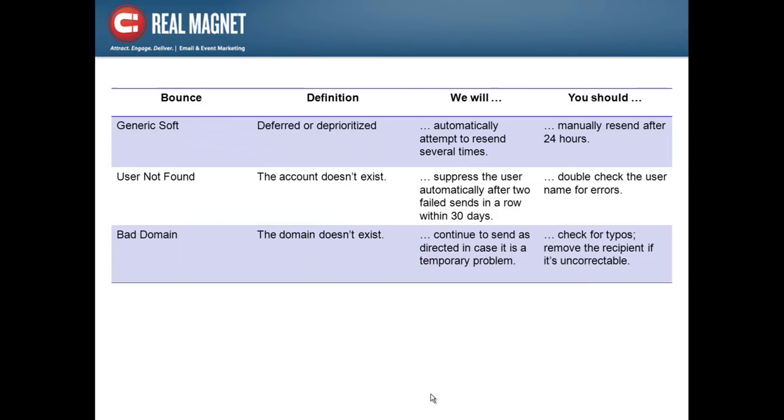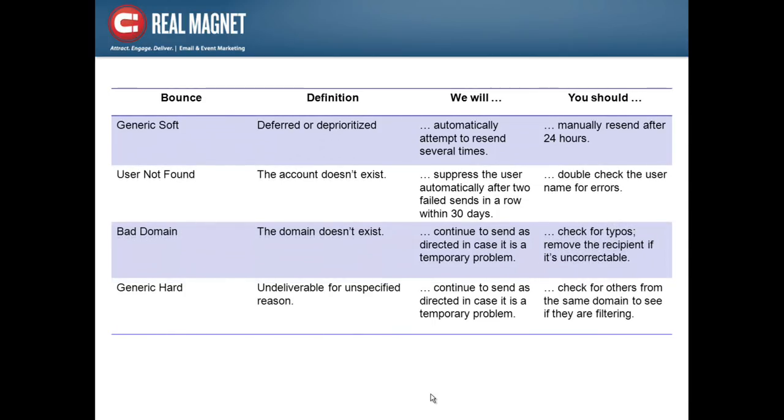The domain doesn't exist. Very often this is just a temporary issue. The domain registrant, for example, has just failed to renew the registration of their domain in time. When that happens, we'll continue to send mail to that domain as you direct us, in case it's a temporary problem. In the meantime, though, again, check for typos. If you can't correct that domain, if it's not because of a typo, you should consider unsubscribing that domain. Also, check for other bad domain bounces from that same bad domain. That could just mean that the domain is no longer existent.